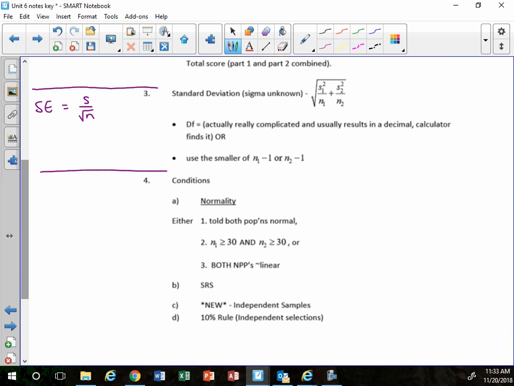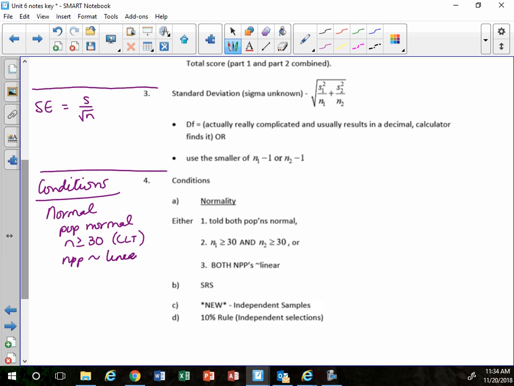Our conditions, before we checked for normality. We could do that with the population being normal. We could do it with the central limit theorem if n was greater than or equal to 30. Or you could do the normal probability plot is approximately linear. Remember all of those ways?